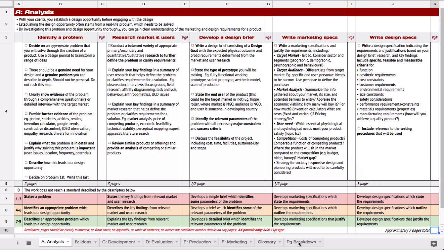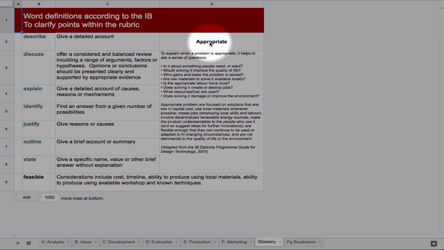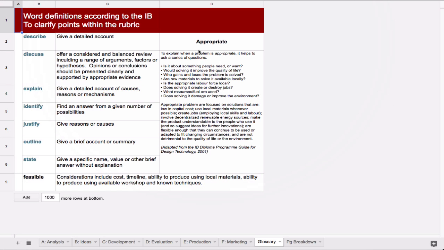The page breakdown, if you're interested, breaks the whole document down page by page and compares the IA's divisions to my recommendations. The glossary is more useful, and it relates to all of the highlighted terms within the checklists here in the middle section and shows you a specific definition from the IB's point of view of what those terms mean. The most interesting of which is this term appropriate, which is a judgment about the question, the problem that you're trying to solve itself.